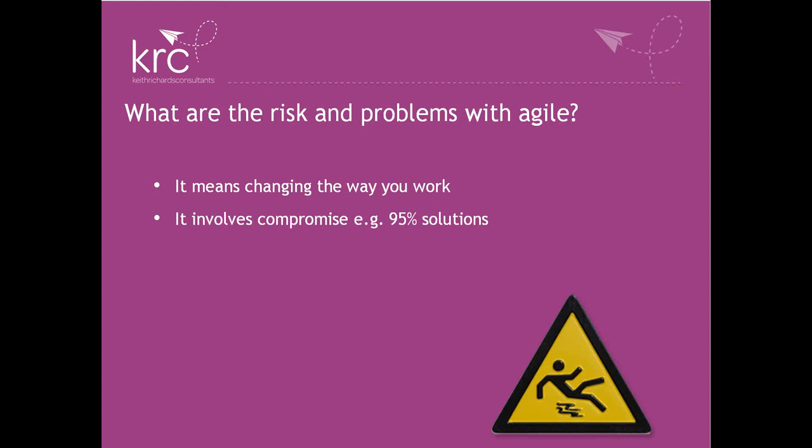But trust me, we still meet people who have a mental block here. They can't see 95% as anything other than 5% missing and it's not perfect. Agile is not about perfect. Well, you could say it's about perfect. What you deliver is perfect, but you're not going to deliver everything.